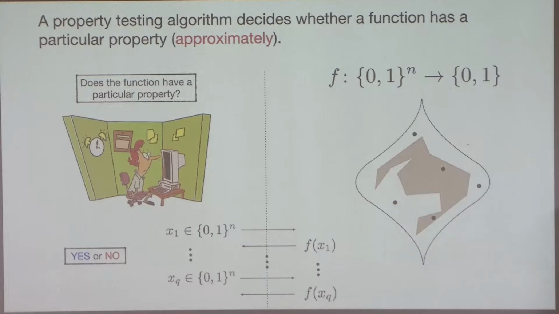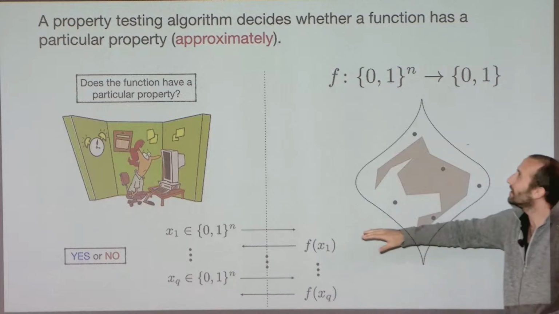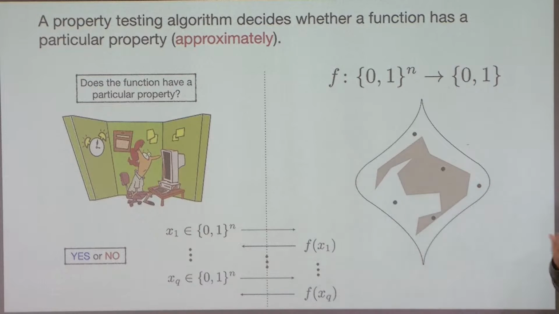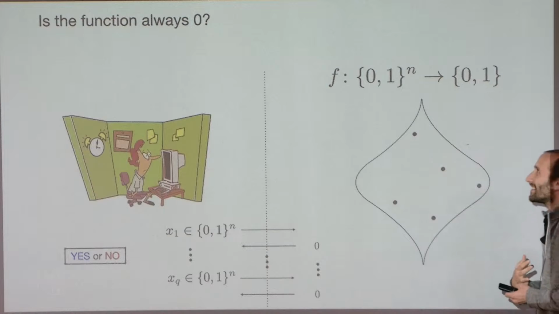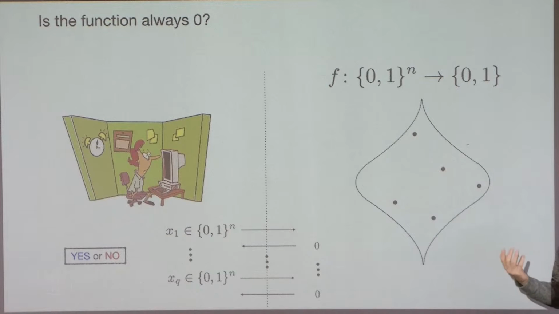I want to take the next slide just to motivate what we're going to mean when we talk about approximately. This is maybe a copy of what Arthur talked about in the last talk, but specialized to this world of functions. So let's just go through this very brief, simple example. Alice wants to determine: is my function always 0? Is it just the constant 0 function?